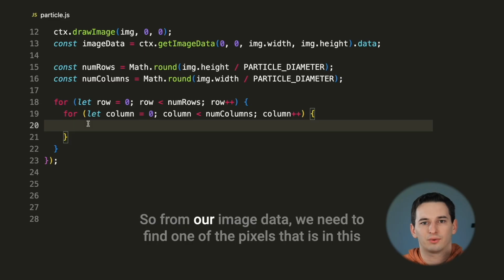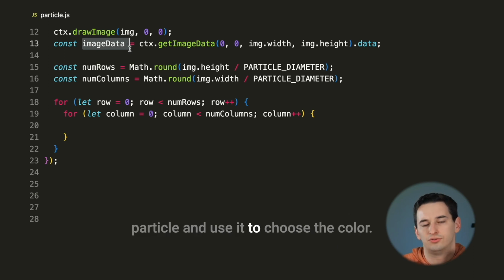This will pixelize the image a little bit, but I think that's fine given the effect that we're going for. So from our image data, we need to find one of the pixels that is in this particle and use it to choose the color.